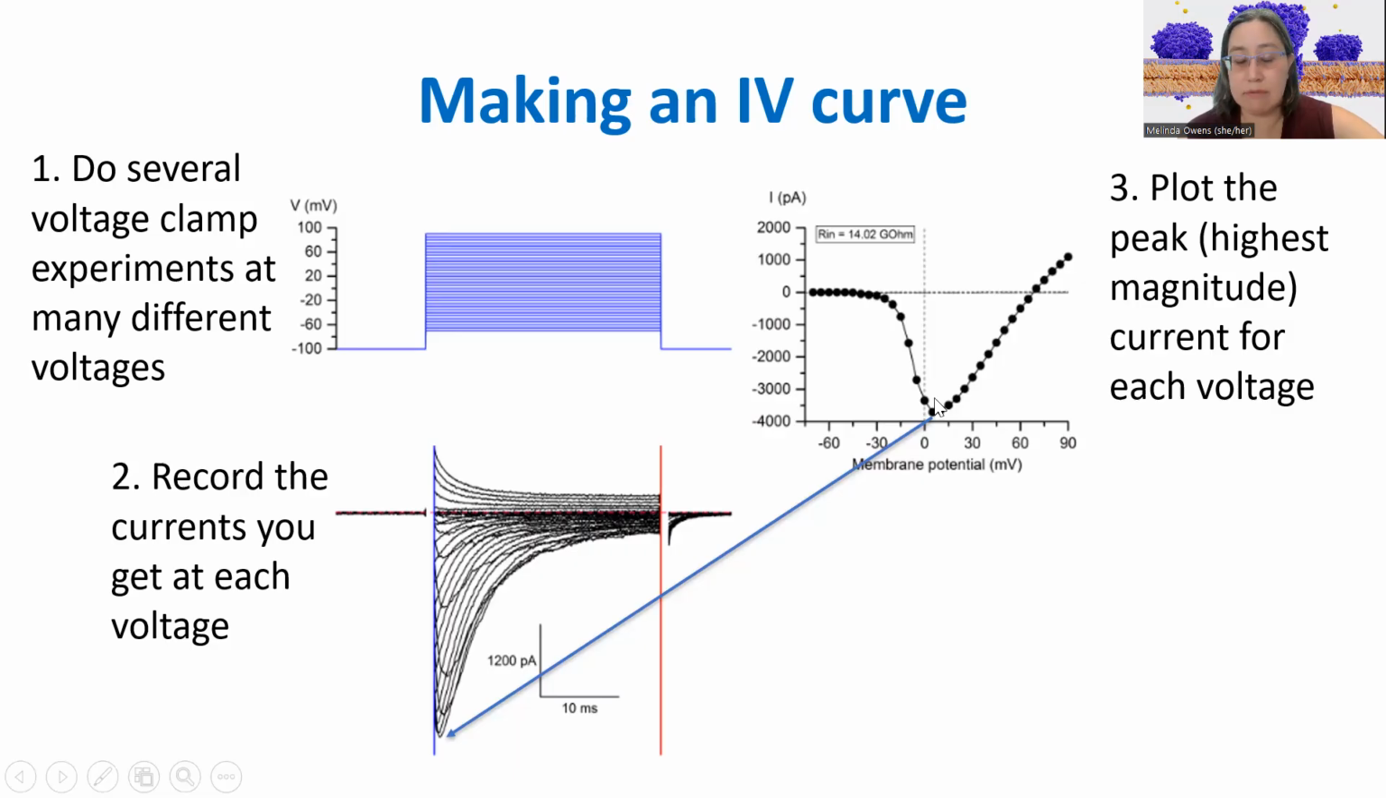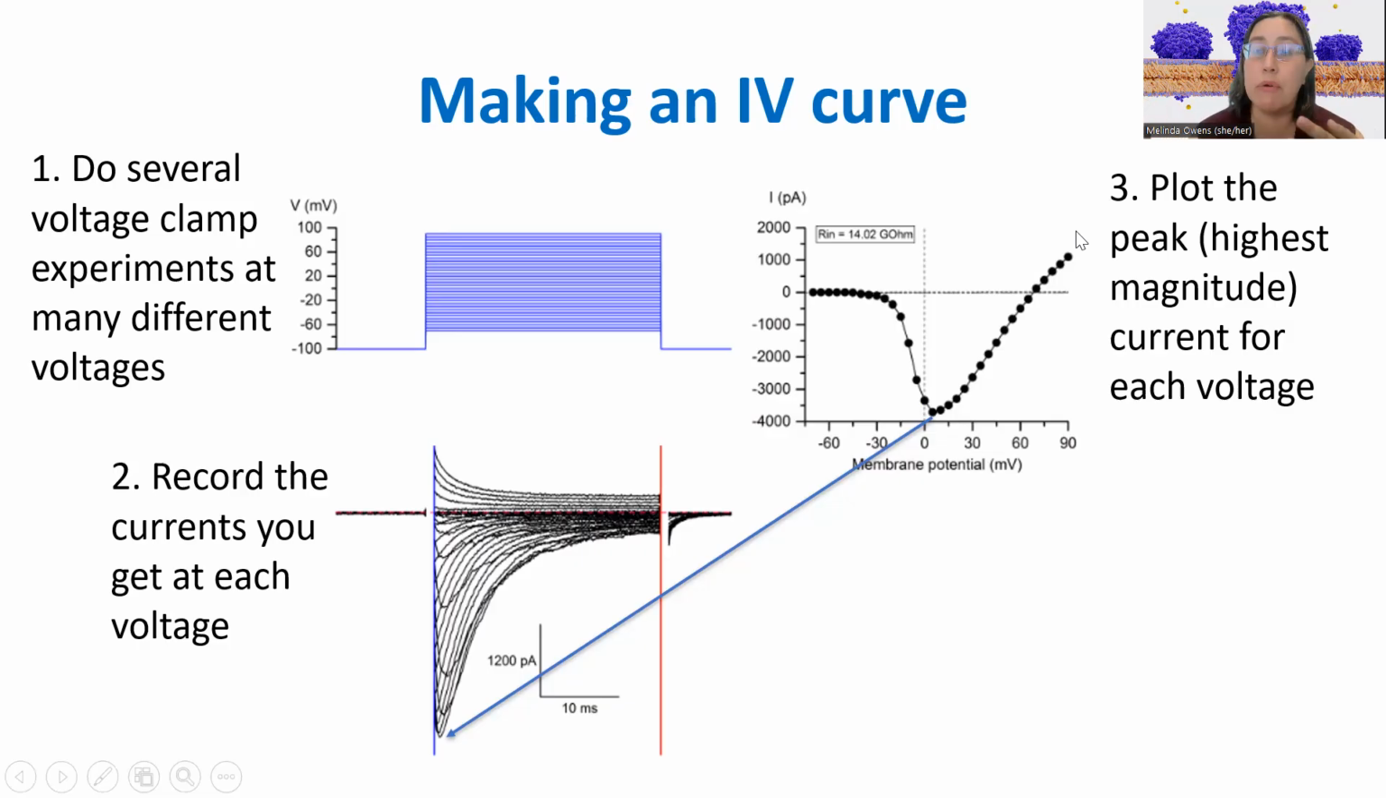If you try voltages around 0, you get a very strong negative current. And then if you go up to like +90, you start getting a positive current. Okay, so that is what this is showing. So this also tells you about the gating. It tells you during what voltages you don't get current and what voltages you do get current.